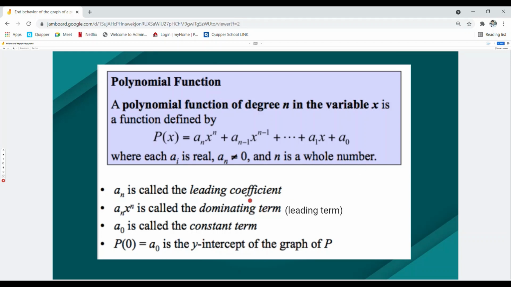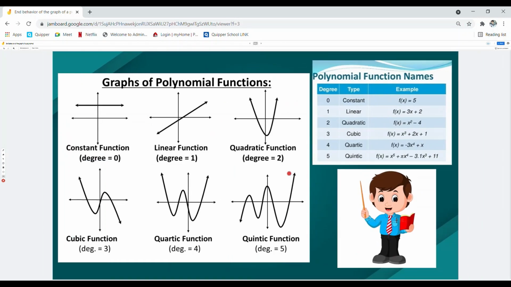Here are also important things to consider. A sub n is called the leading coefficient, and this leading coefficient is found in the leading term. Alright, so a sub n times x to the n is called the dominating term, where it's also called the leading term. So the leading term is where we can find our a sub n, the leading coefficient. And then our a sub 0 is called the constant term. And if you're going to get your y-intercept, you can set p of 0 is equal to a sub 0, a constant term.